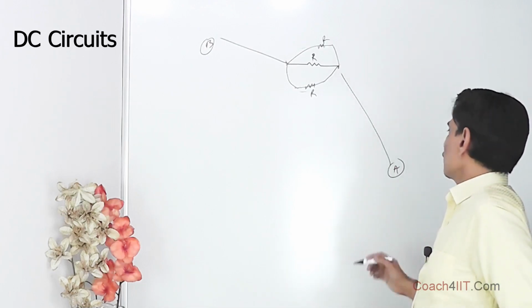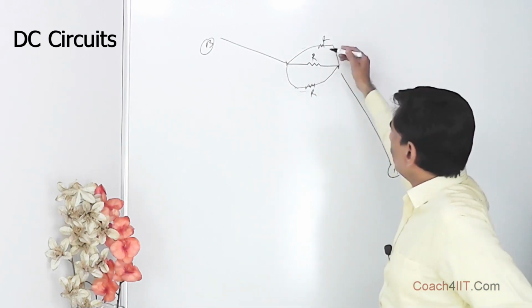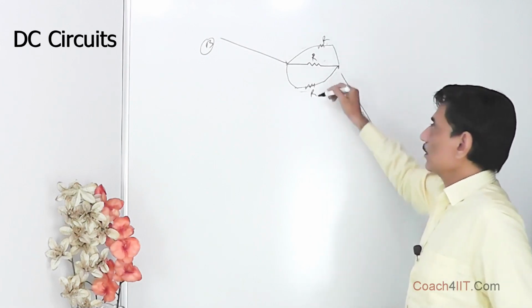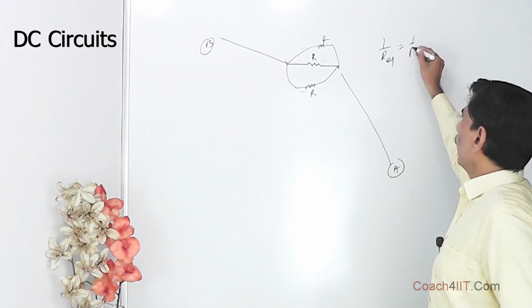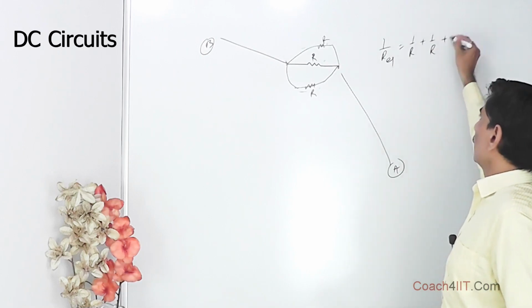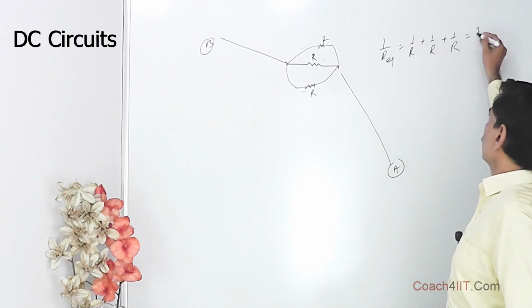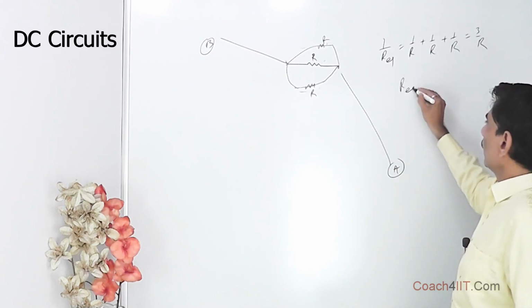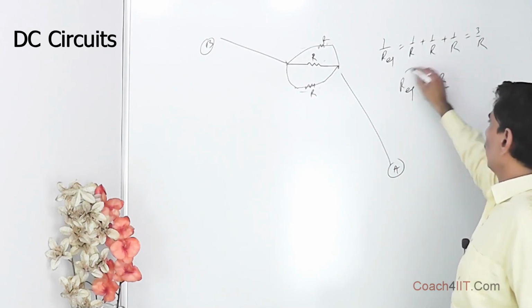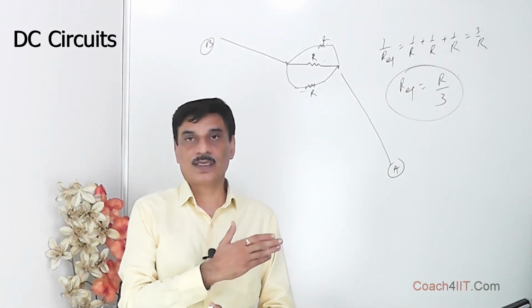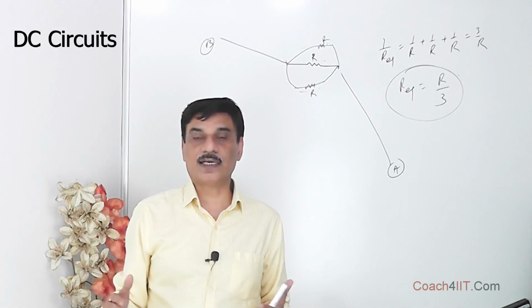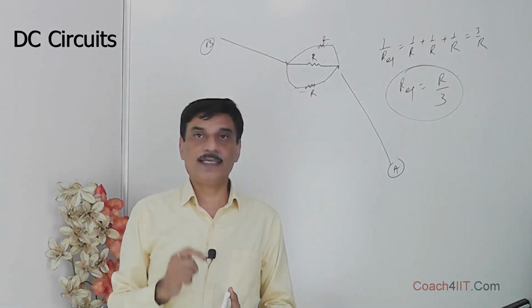So now what do we see? Between A and B, all these three resistances are in parallel. So 1 by R equivalent is equal to 1 by R plus 1 by R plus 1 by R, which is equal to 3 by R. So R equivalent is going to be R by 3. From here we understand that we can slide one wire over the conductor, but we cannot jump any circuit element.